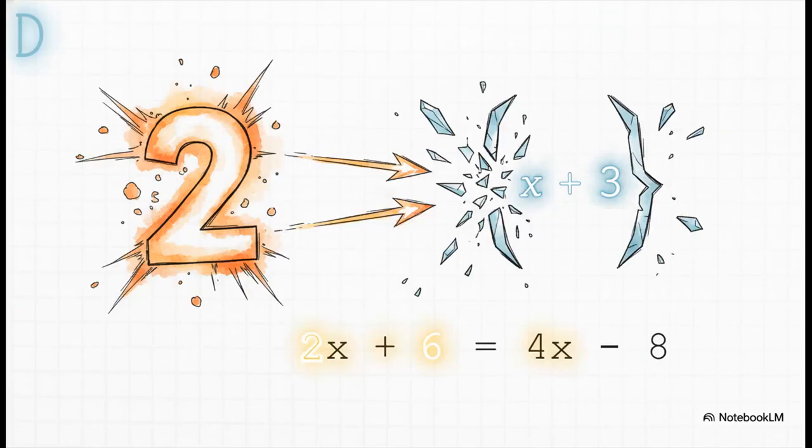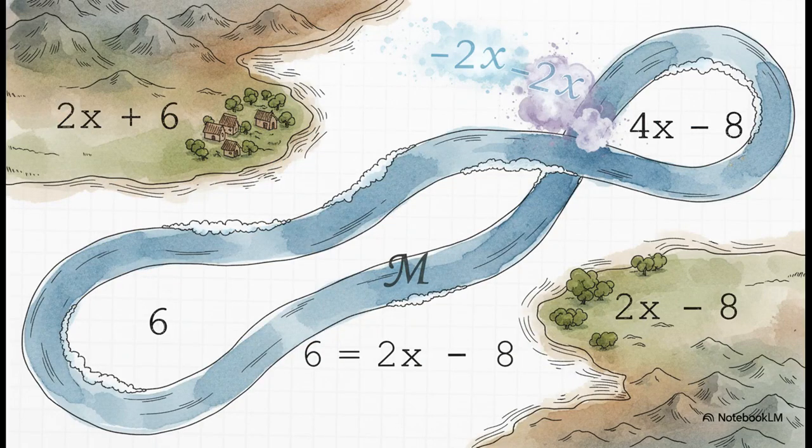First move, D for distribute. We're going to take that 2 and multiply it into the parentheses. So 2 times x plus 3 becomes 2x plus 6. The right side just hangs out for now. And just like that, the parentheses are gone. Step 1, done. Okay, next is C for combine.